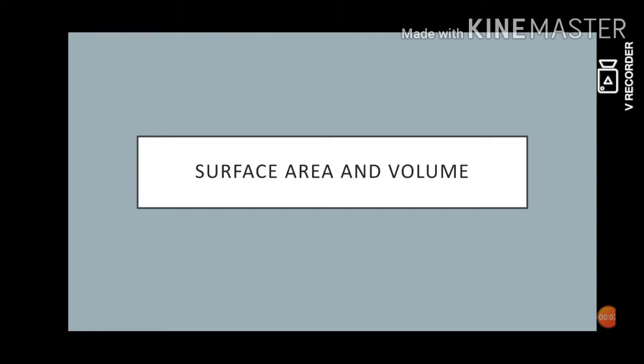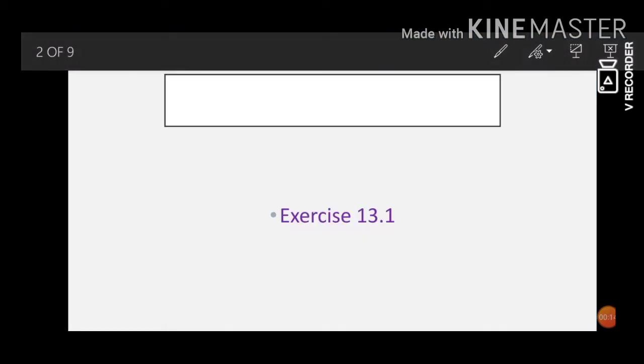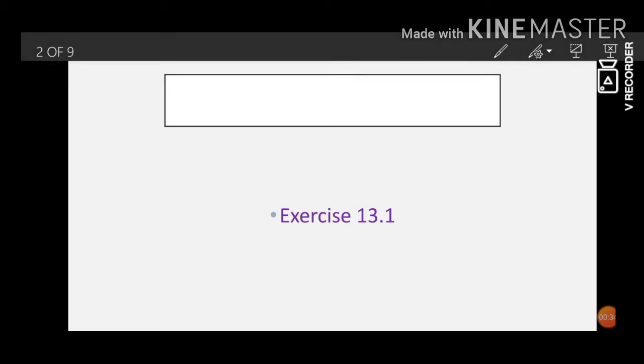And in this chapter we are going to discuss exercise 1, that is 13.1. In this exercise we are going to use two formulas of cuboid and two formulas of cube: the total surface area and the curved surface area of a cuboid, and the total surface area and the curved surface area of a cube. Let us see the two sums that we are going to discuss today.